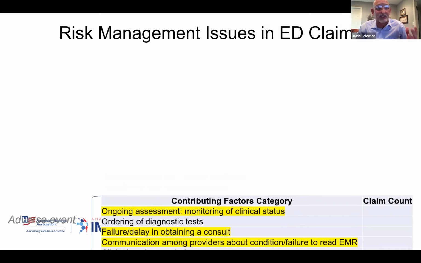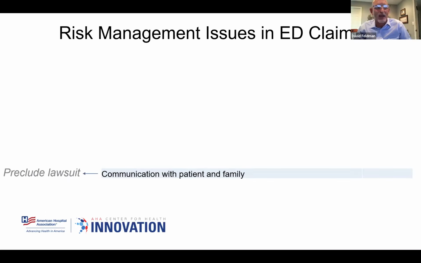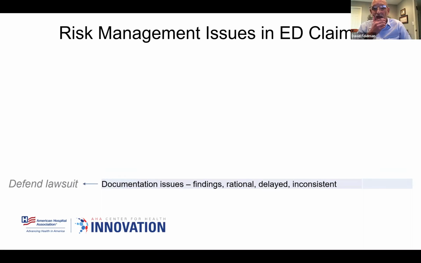Final example, emergency department, another high-risk place to look. Again, not surprisingly, lots of opportunities to see where adverse events can be avoided by improving teamwork, ongoing assessment, failure in delaying a consult, communication about condition or failure to read the EMR, supervision of house staff again. Notice not much in the way of the second P. ED docs really have a difficult time when you think about the opportunity to develop that relationship. It just isn't there. There's not enough time to do that. So I give them a lot of credit for making those attempts. And the same thing, documentation issues with the ED as well.